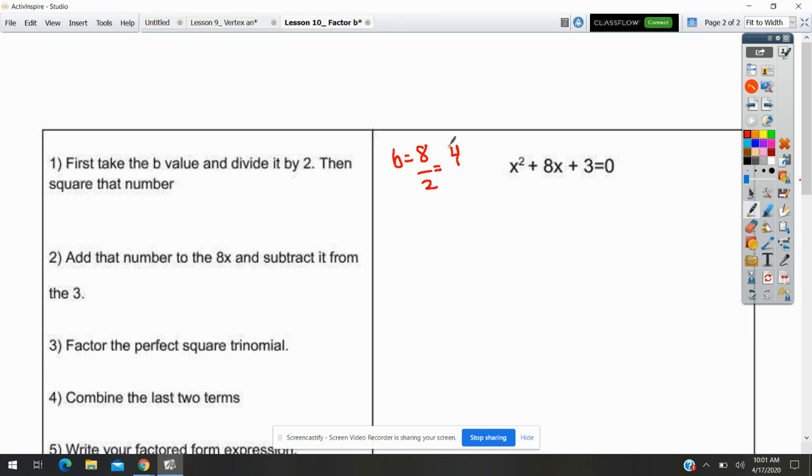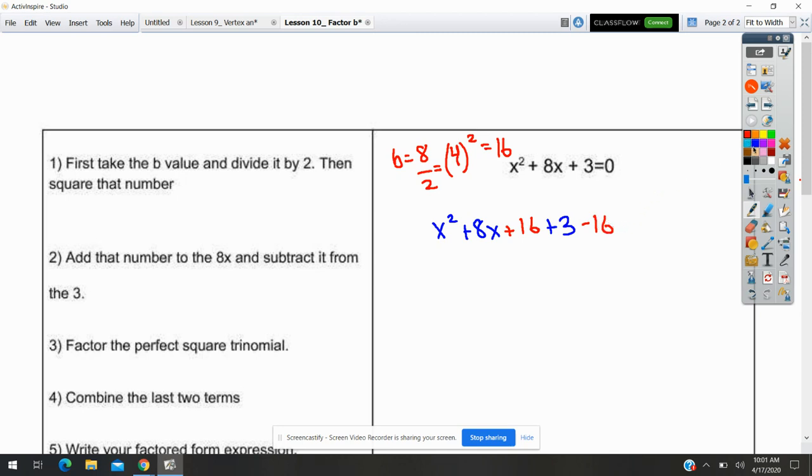Next, square that number. So we're going to raise that number to an exponent of 2. 4 to the second power is 16. Next, we're going to rewrite the first two terms. So we have x squared plus 8x. So we're going to add the number to the 8x. So we're going to add the 16. Keep the plus 3. And we're going to subtract it from the 3.